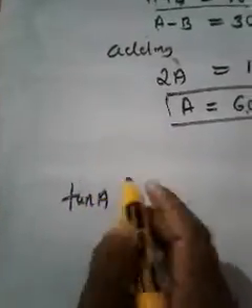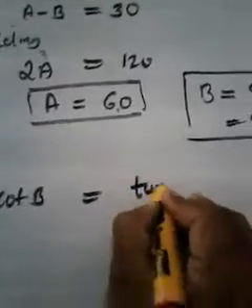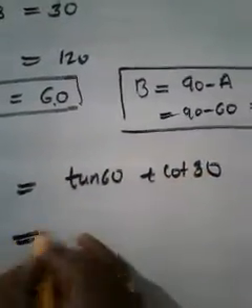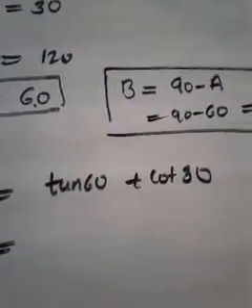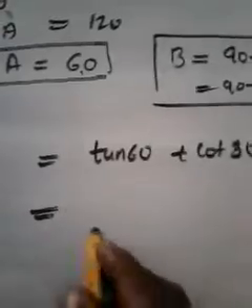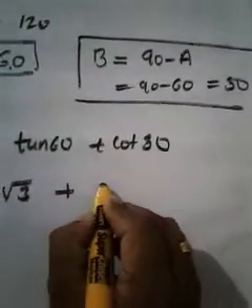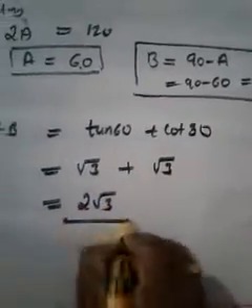Then what do we need? Tan a plus cot b we need. That means tan 60 plus cot 30. What is the value of tan 60? And what is the value of cot 30? You can use the table. So tan 60 is nothing but root 3, and I think cot 30 also is nothing but root 3. So root 3 plus root 3 is 2 root 3, which is your answer for the first question.